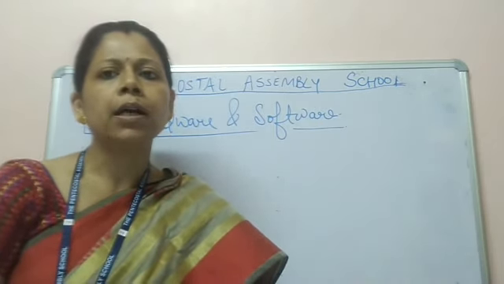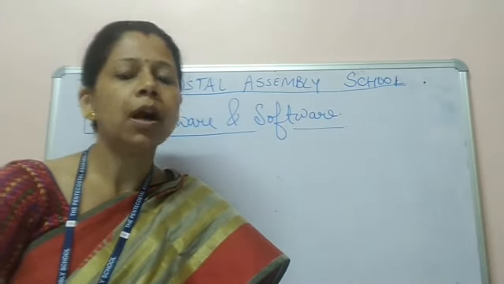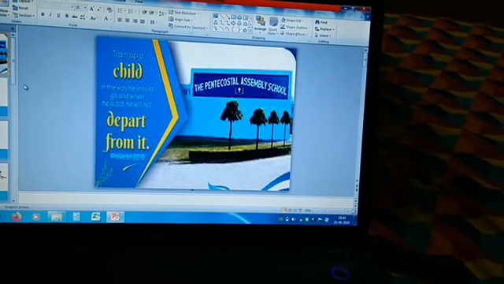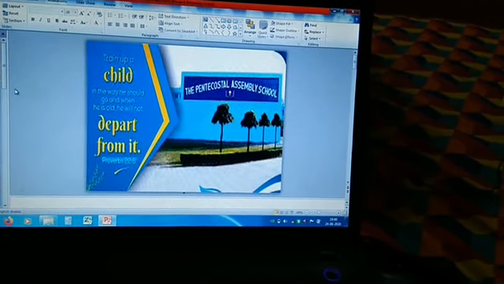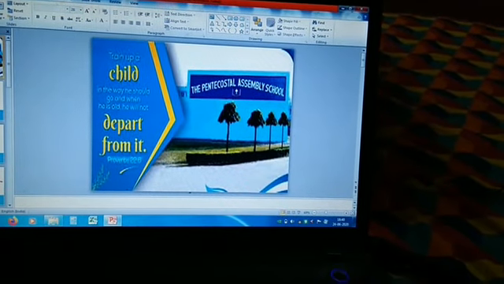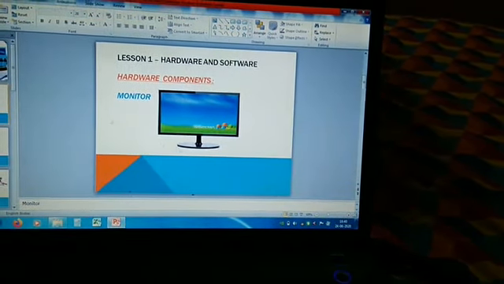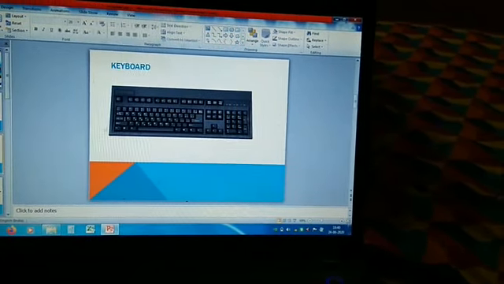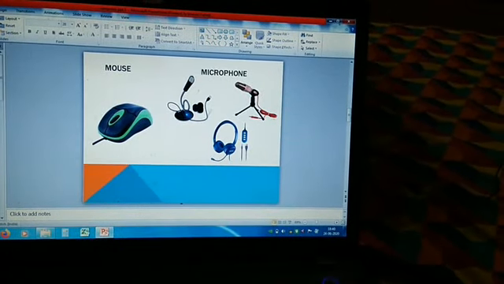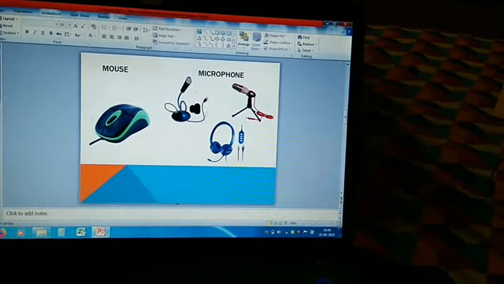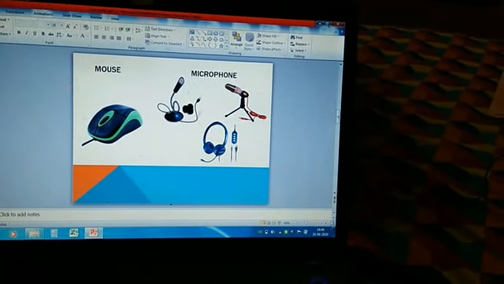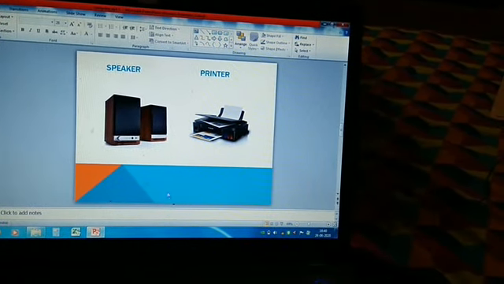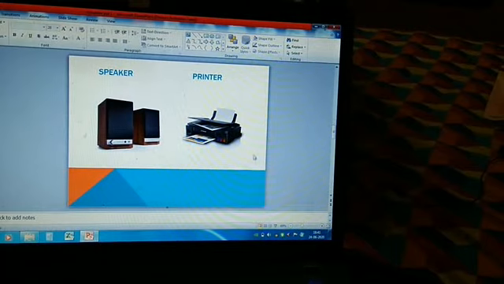But before we do that, I want to show you the components of a hardware once again. So please have a look. Today again with the help of the PPT, I will show you the different components of a hardware. The first is monitor. This is your monitor, the main screen of the computer. This is your keyboard. Then here it is a mouse and microphone. There are different types of microphone. Then this is the speaker, and this is the printer.